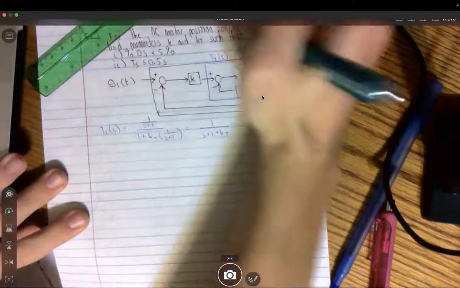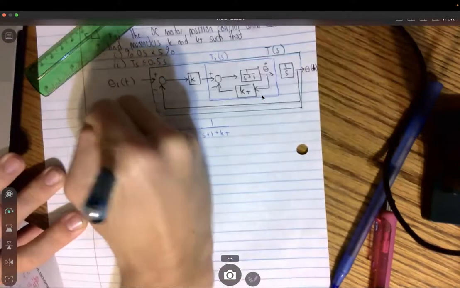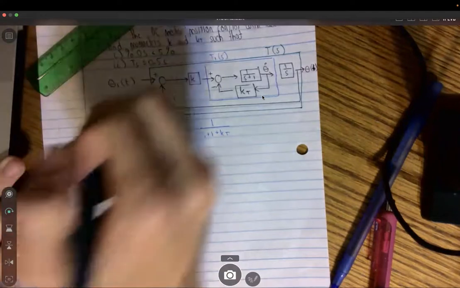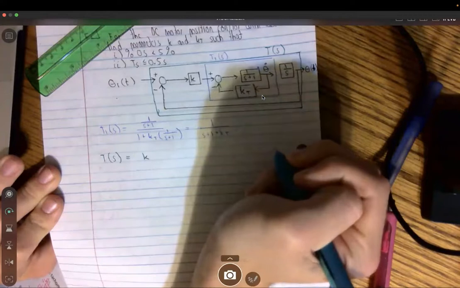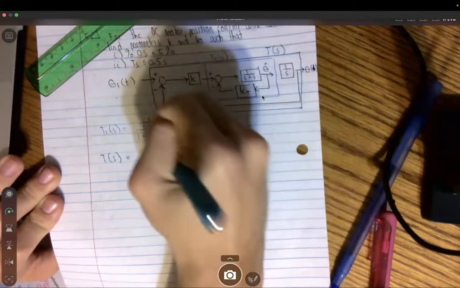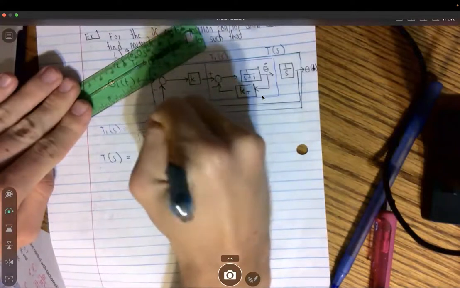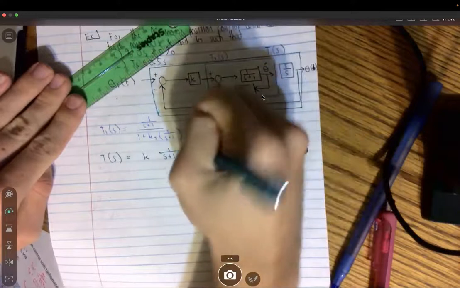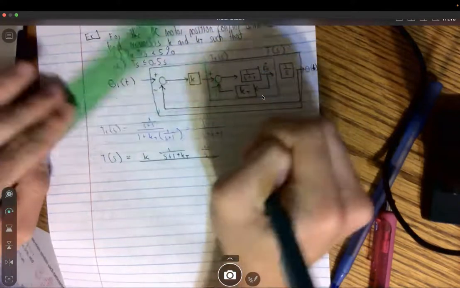So for this transfer function, I'm going to call it T of S, because that's the transfer function we're interested in. It's going to equal K multiplied by the one we have here, because it's just in series, in cascade, you can say, times 1 over s plus 1 plus KT. And then it's in series with the 1/s as well, all over, and then it's a feedback system.